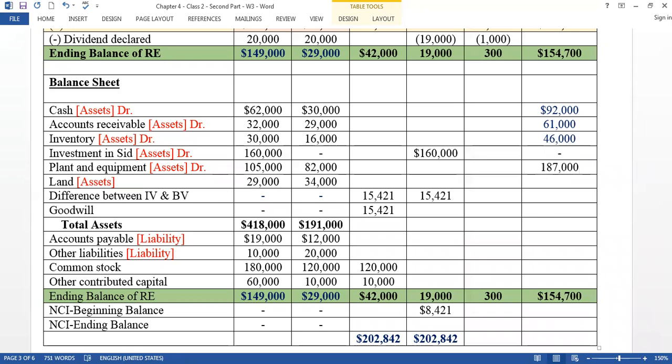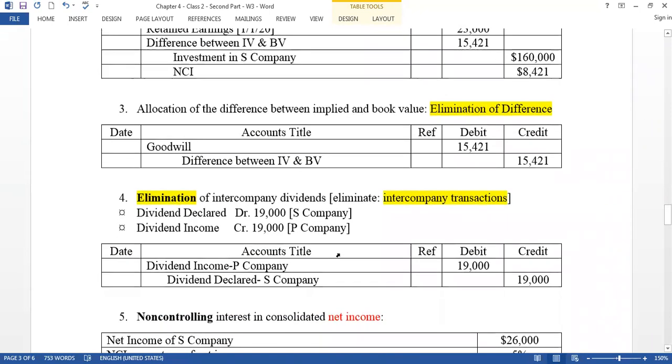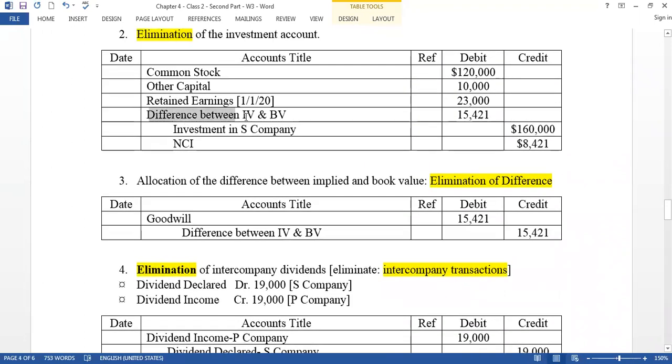$87,000. Same for land, normal balance debit. Debit and debit plus, and it is $63,000. Yes, $63,000. Now, if you remember our elimination journal, first we record difference debit, right?